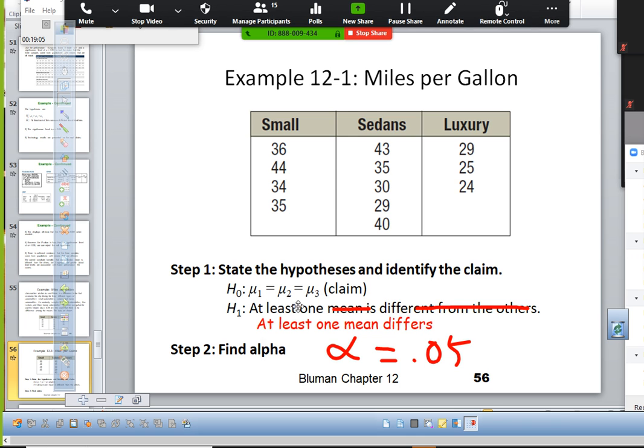Okay, so far? So you guys are writing this in, right, under this page? Because the page you're turning in next class. And then find alpha. Alpha is 0.05. That's it. Done. Alpha equals 0.05. Nothing else.